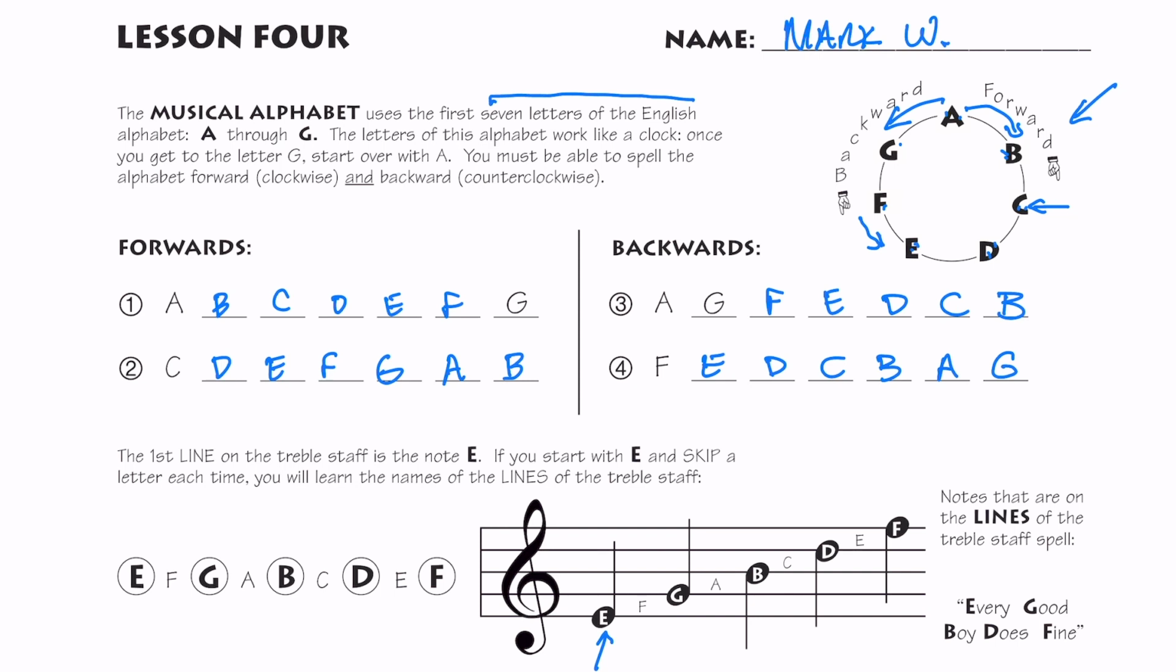So let's just learn that the names of the lines of the treble clef spell every good boy does fine. You can use any kind of saying that you've learned before. Elvis's guitar broke down Friday, but basically it is the musical alphabet, but every other one. Every good boy deserves fudge. All right, so those are the names of the lines of the treble staff.